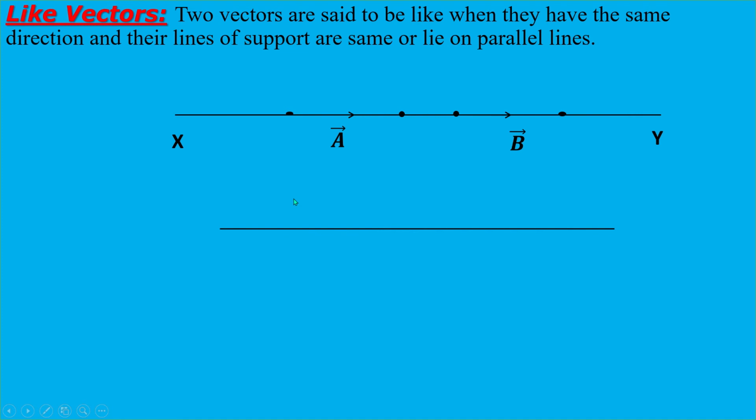Or we can take another vector whose support is mn, and mention this as vector c. Here, the support lines xy and mn are parallel. Vectors a and c have the same direction, or vectors b and c have the same direction, and their support lines are parallel, that means same or parallel.